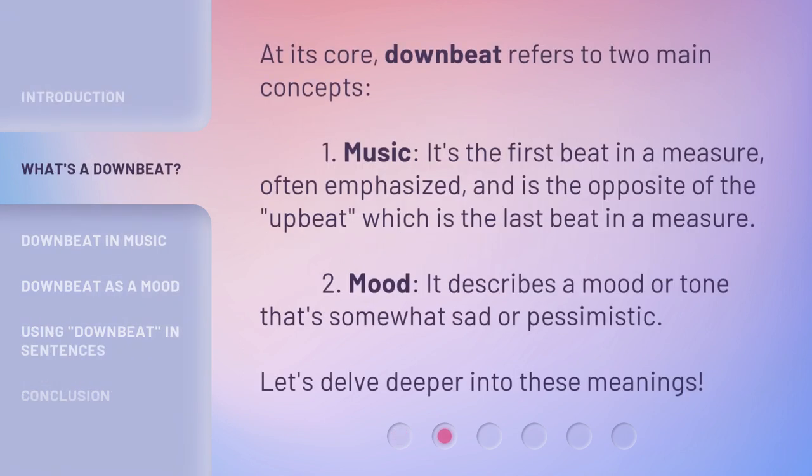At its core, downbeat refers to two main concepts. 1. Music. It's the first beat in a measure, often emphasized, and is the opposite of the upbeat, which is the last beat in a measure. 2. Mood. It describes a mood or tone that's somewhat sad or pessimistic. Let's delve deeper into these meanings.